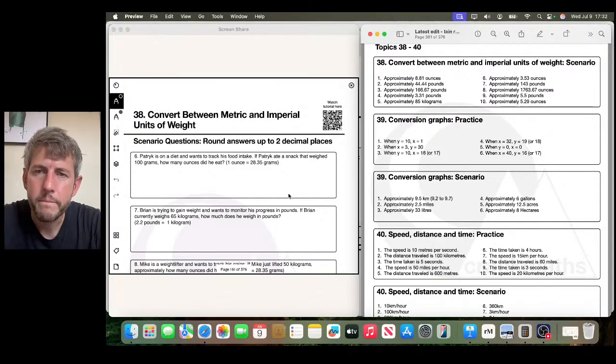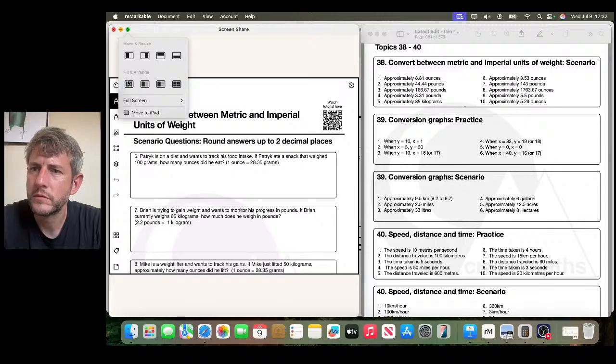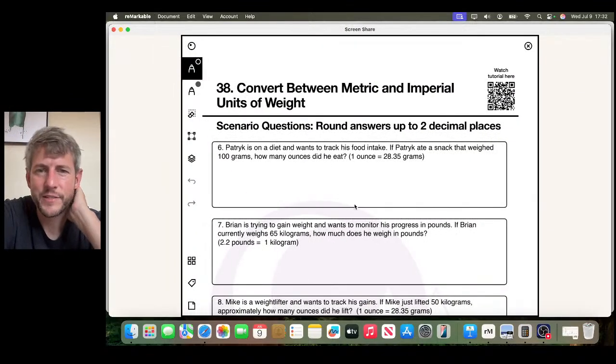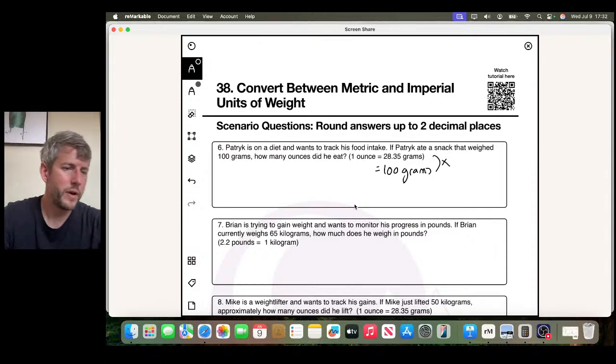Round 2. We've got here, Patrick is on a diet and wants to track his food intake. If Patrick ate a snack that weighed 100 grams, how many ounces did he eat? Okay, so we need to get to here, 100 grams. What are we multiplying this by to get here? So let's have a look.